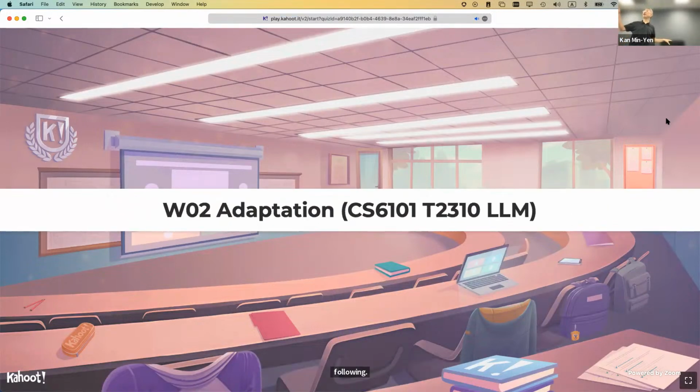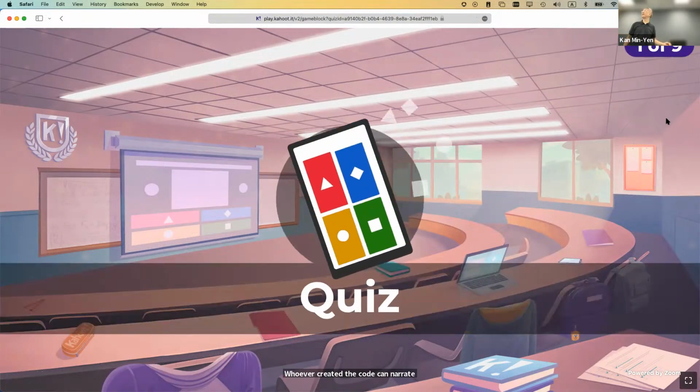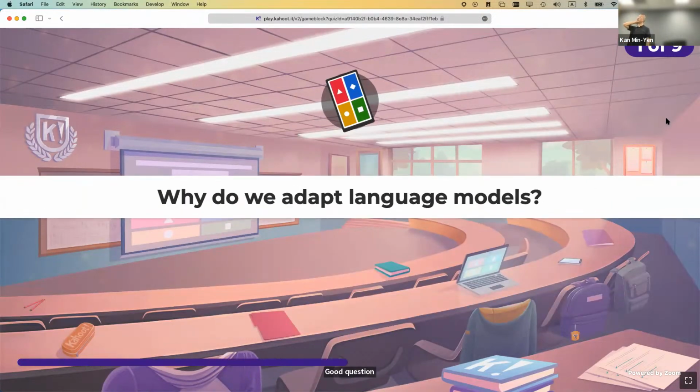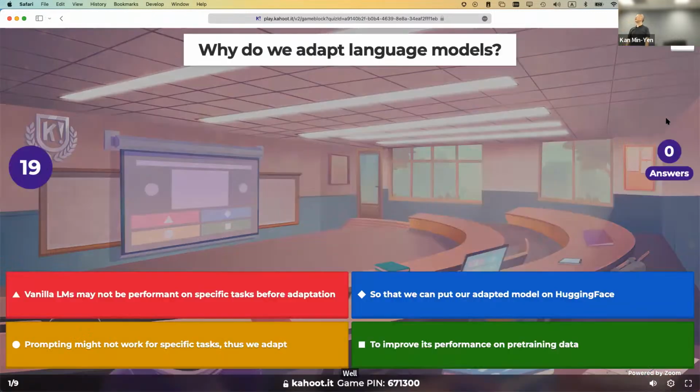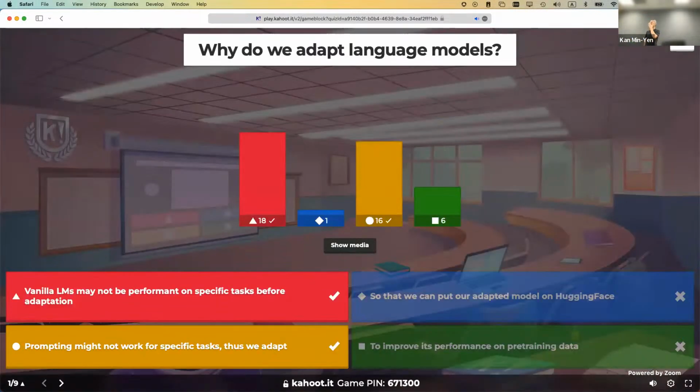So whoever created the Kahoot can narrate it. Who created the Kahoot? Okay, Lauren. First question: why do we adapt the language models?